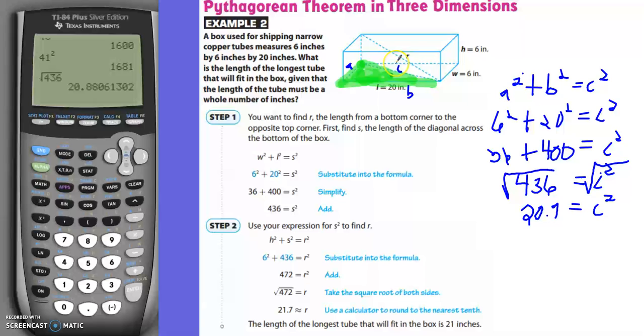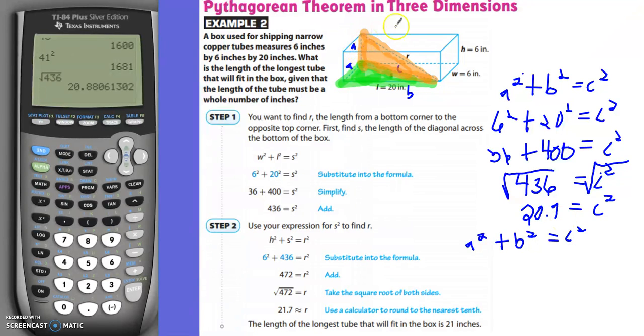Okay, now I want to find this triangle. So I know the height of this triangle is going to be 6. This down here is actually what this C was here, but we're now going to call it a B, and we're going to find out the new C. So we have another formula. A squared plus B squared equals C squared.